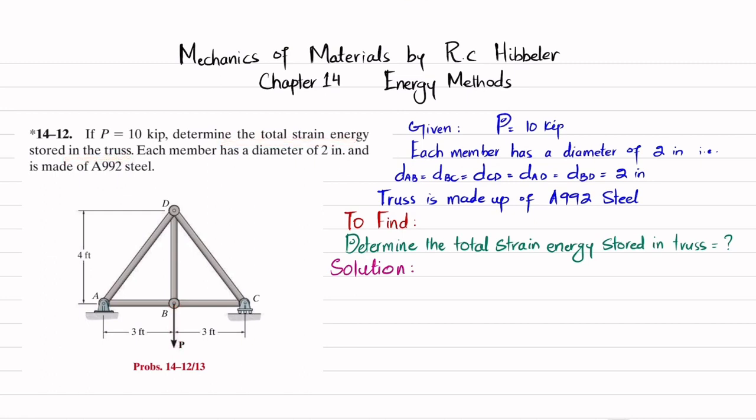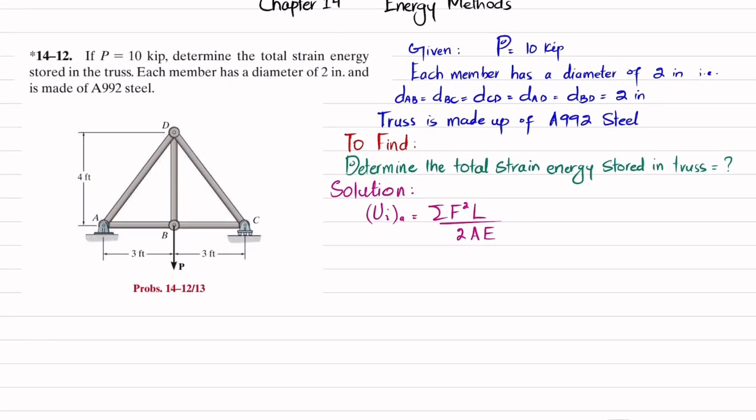And we know that a truss carries only axial load. So strain energy U_i due to axial loading will be equal to the sum of N squared L divided by 2AE, where N is the axial load that is carried by the member, L is length, A is area, and E is modulus of elasticity. So you can see this is member AD, this is member CD, this is BC, this is AB, and this is DB.